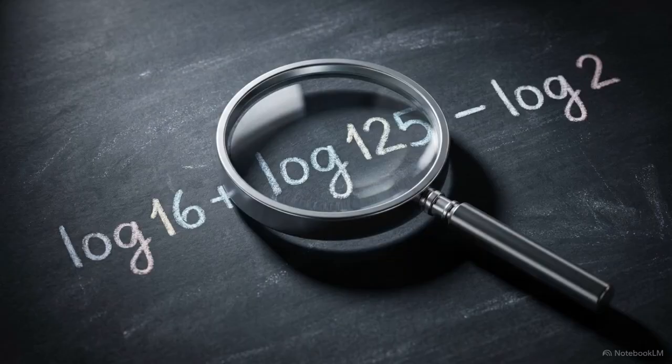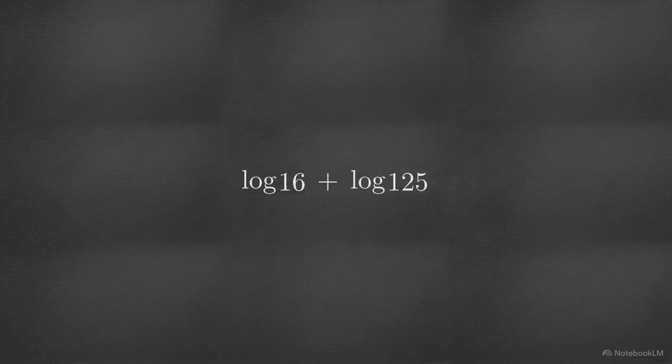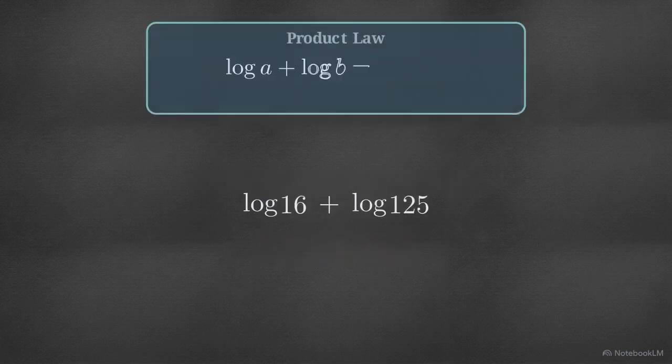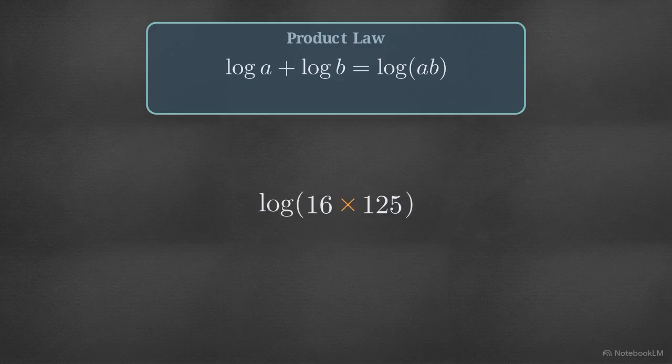Step 2. Let's focus on the first part of our updated equation, where we are adding log 16 and log 125. A common trap here is to simply add 16 and 125. Please do not add those numbers. Instead, we follow the product law. This law tells us that when logarithms are added, we must multiply the inner values. So log 16 plus log 125 merges into a single log of 16 times 125.